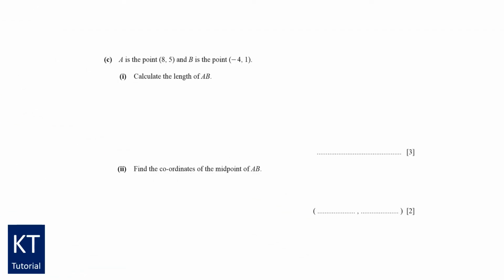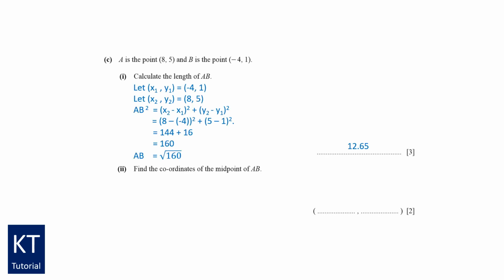Question 4c. A is the point (8, 5) and B is the point (-4, 1). Calculate the length of AB. In essence, AB can be identified using the Pythagoras formula. Next, find the coordinates of the midpoint of AB. By separately averaging the x and y values of the two given coordinates, we can find the midpoint of AB.